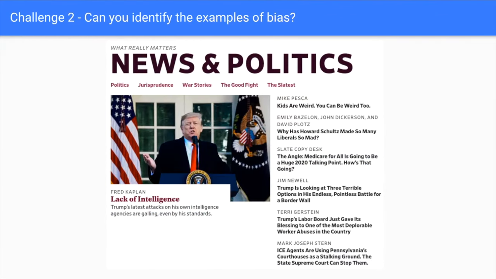Let's look at another example. Can you identify how bias might appear in this one? Notice the image used. It's not a very positive image of the subject. One of the bigger things on the page, lack of intelligence, has a negative association with it. And a lot of the word choice in here is very strong and very negative.